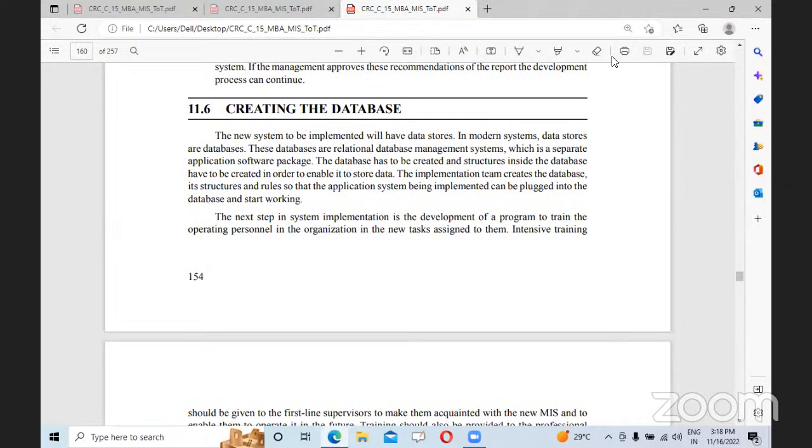Creating the database: the new system to be implemented will have a data source. In modern systems, data stores are databases. These include relational database management systems, which are a separate application software package. The database has to be created and structures inside the database have to be made, with rules, so that the application system being implemented can be plugged into the database and start working.